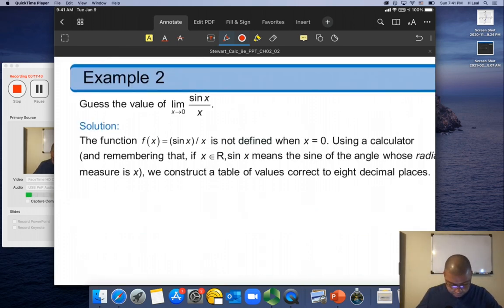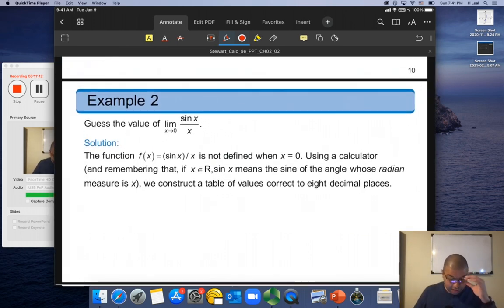Let's do an example. Okay, let's do a graphic. Let's do it numerically, just like with the velocity problem. Maybe a little bit boring, but hang around, trying to understand the idea. So let's guess the value of the limit of sine x over x as x approaches 0.